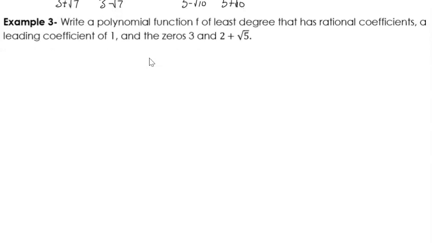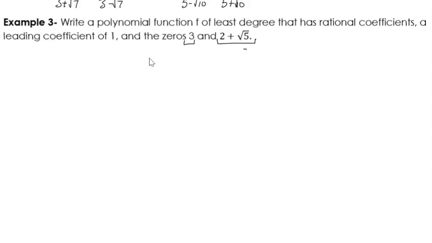So this says write a polynomial f, its least degree, so that means the lowest degree possible. It has rational coefficients, so its coefficients are not anything with square roots or anything like that. The leading coefficient is 1, so it didn't have a stretch. The zeros are 3 and 2 plus square root of 5.